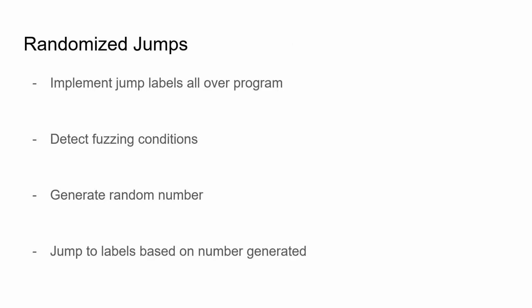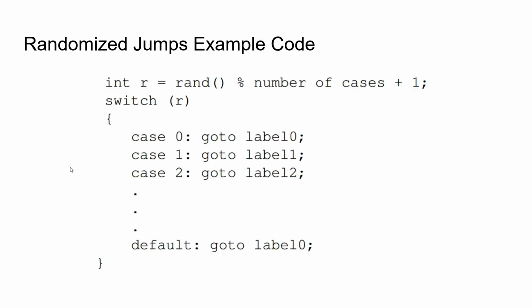The second method we analyzed was the randomized jumps approach. It implements jump labels all over a program. So you detect fuzzing conditions as well, generate a random number, and then jump to labels based on the number generated. So here's an example of that code. First, you generate a random number. Depending on your number of cases will be what you're modding it by, and then you have a switch statement, and so the number will go in there, go to a case, and then go to a label.